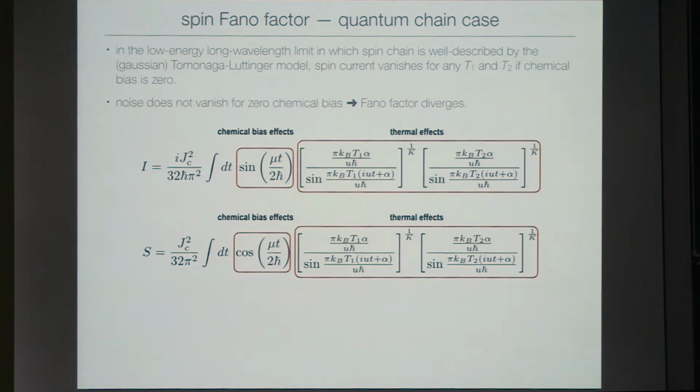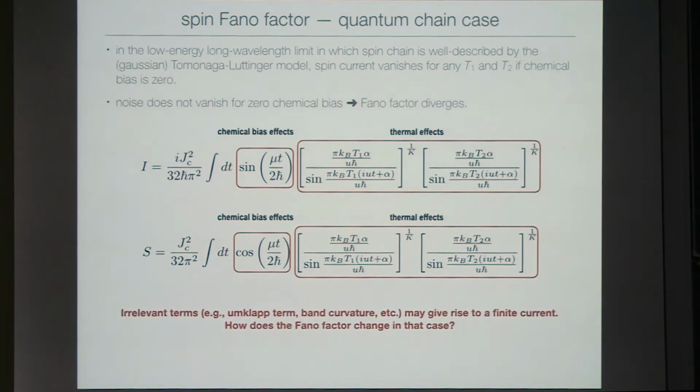And this is a consequence of throwing those irrelevant operators out. Of course, they play a perturbative effect. At finite temperature, these irrelevant operators do not completely flow to 0, so they do play some role. So it will be interesting to look at how Umklapp processes and band curvature effects will renormalize this result. But at least to lowest order, if we throw those away, this is the result we get.